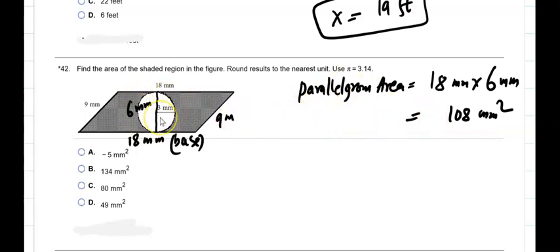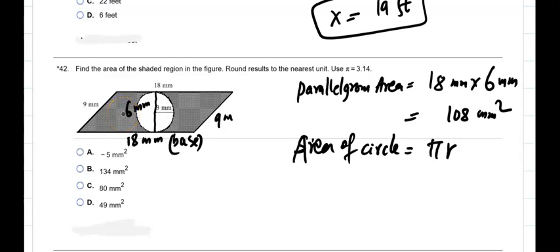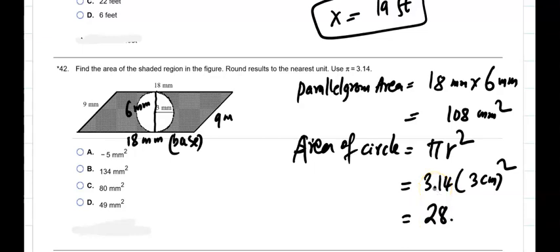So let's find the area of the square, which is white. Sorry, not the square, circle. The area of the circle, which is white and has a radius of 3, is pi times r squared. So pi is 3.14, that's why the question tells you to use it, times r, which is 3 millimeter, squared. If you multiply 3 times 3 with the 3.14, you get 28.26 millimeter square.